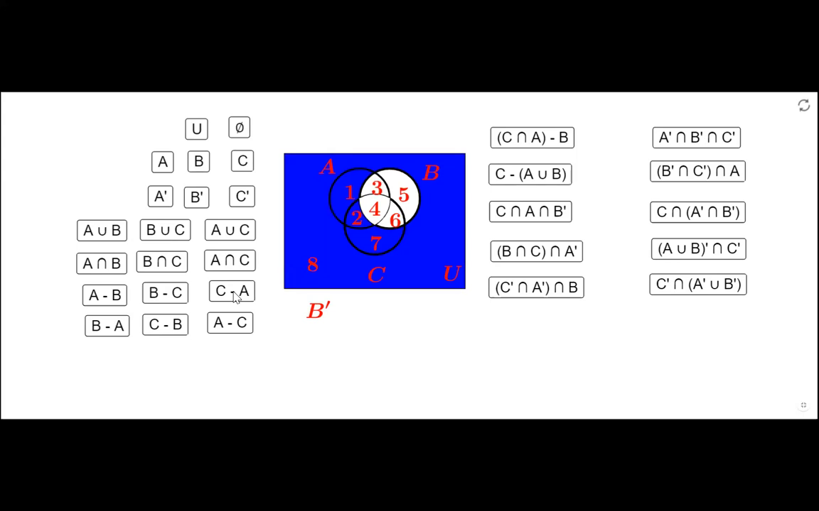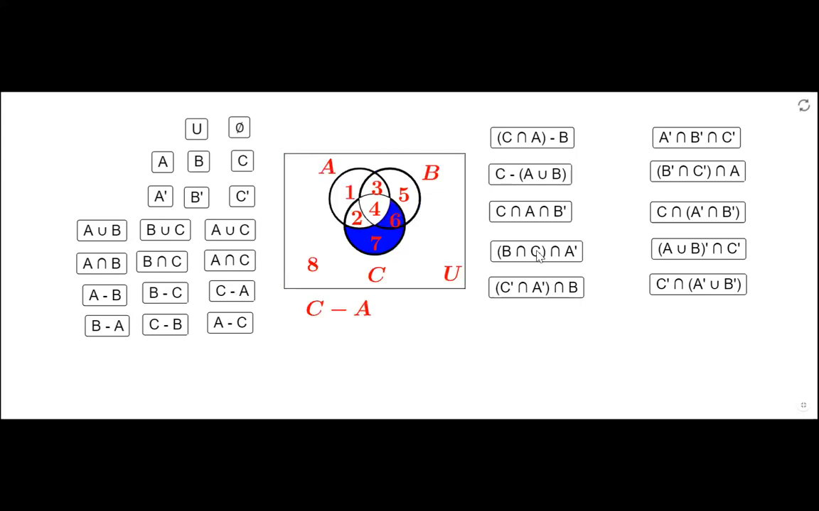I could do C minus A, like that. I can do this one, which is C intersect A intersect B complement. All right, so this is really good practice for you to make sure you understand what's going on when you have more than two Venn diagrams. So you could do maybe C intersect A minus B, right?